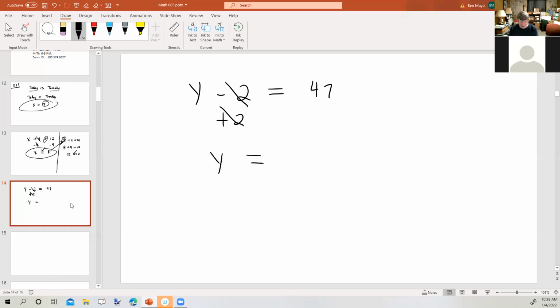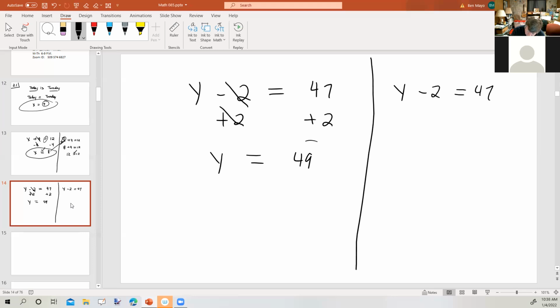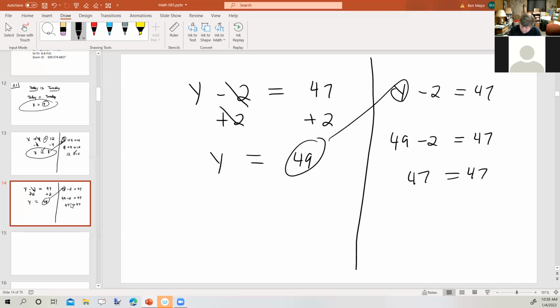But because I added 2 to the left side of the equation, I must also add 2 to the right side of the equation. 47 plus 2 is 49. So we get y equals 49 as the solution to the equation. To check our work, we'll take the original equation and we'll put our proposed solution in place of the variable. 49 minus 2 is 47. 47 equals 47, that's true. So y equals 49 is a correct solution.